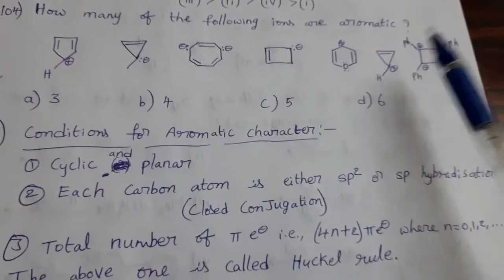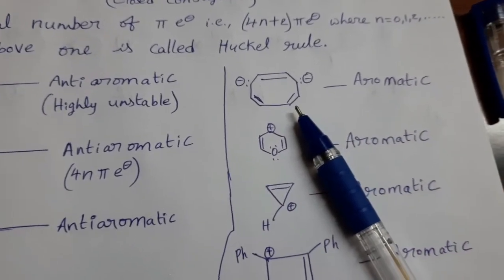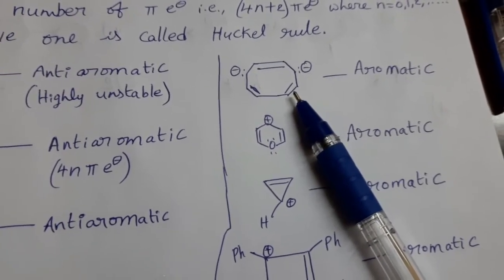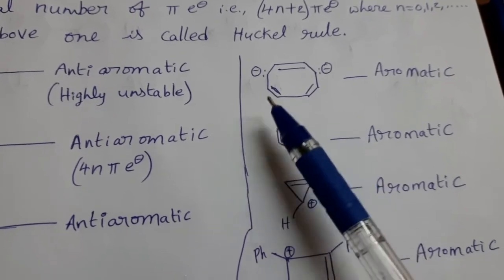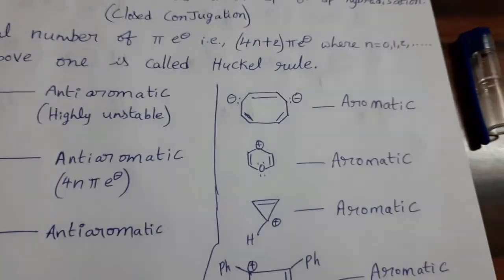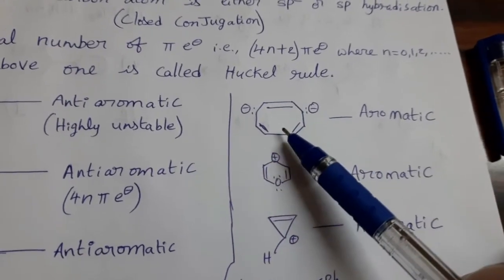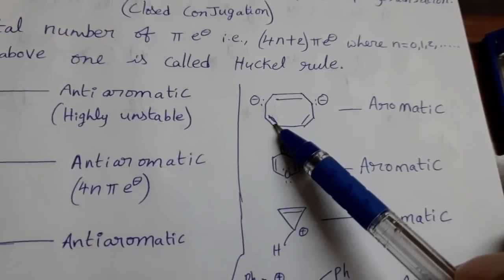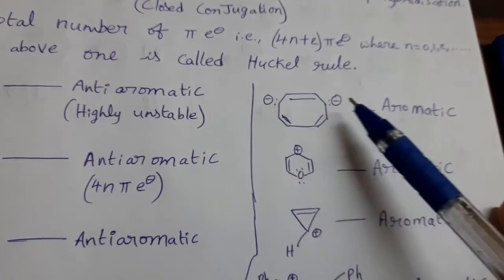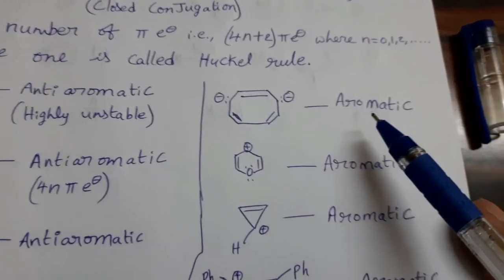In the given ions, which are aromatic? See this one, cyclooctatrienyl dianion. 8 carbon atoms present in the cyclic structure, 3 pi bonds and 2 negative charges. In this, total 10 pi electrons are there. 3 pi bonds means 6 electrons. These electrons will also participate in the conjugation. That's why it is aromatic in nature.